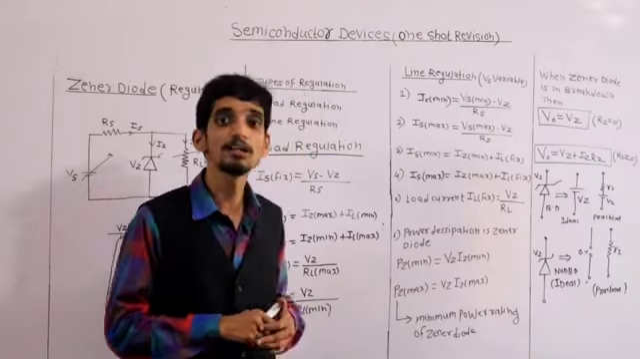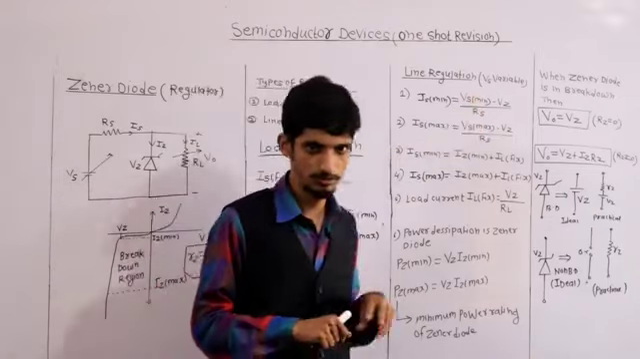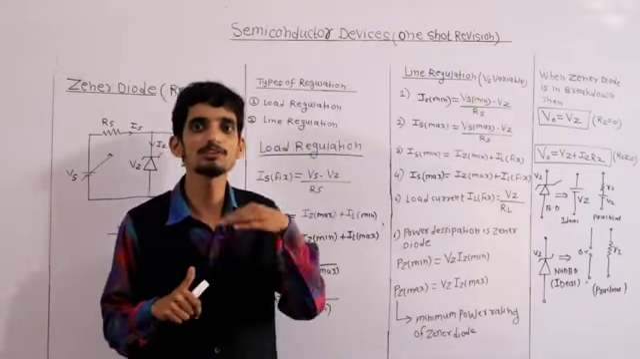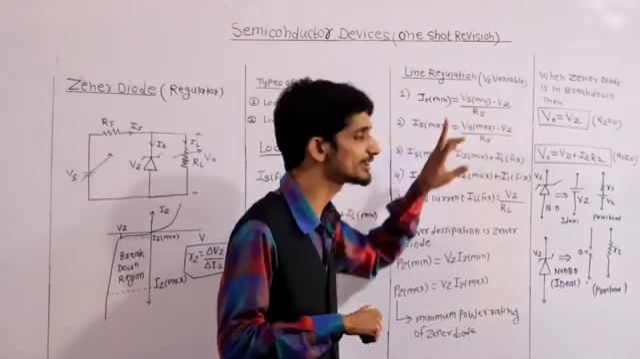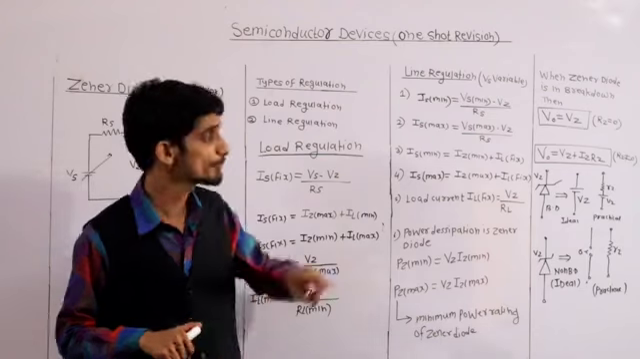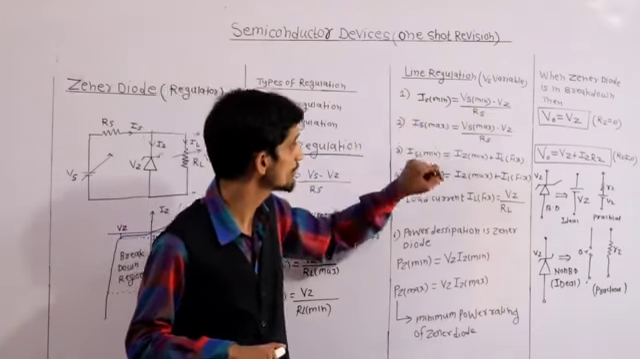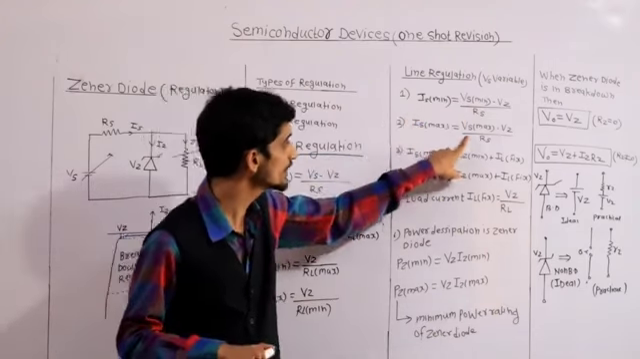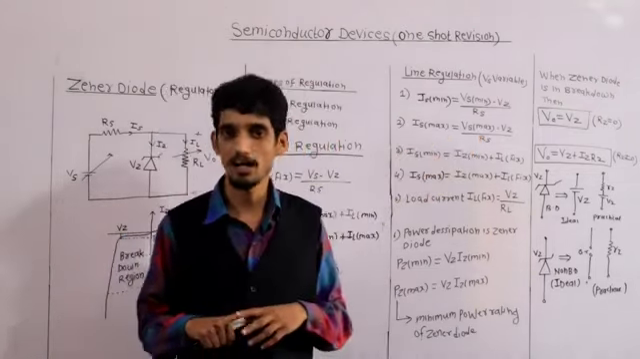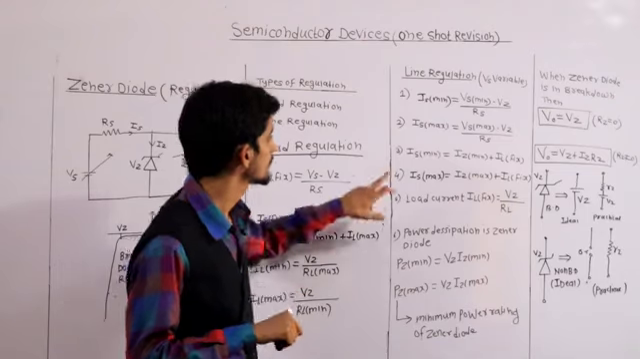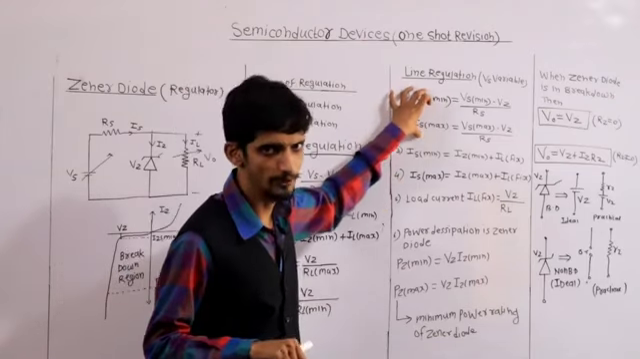Then the important one is line regulation. In line regulation, Vs is variable, the source is variable. So if the source is variable, then Is minimum is Vs minimum minus Vz upon Rs. Clear? Because if Is is to be minimum, then Vs should be minimum. If Is is to be maximum, then Vs should be maximum. So Is maximum is Vs max minus Vz by Rs. Clear? Okay. Then this is a basic equation.